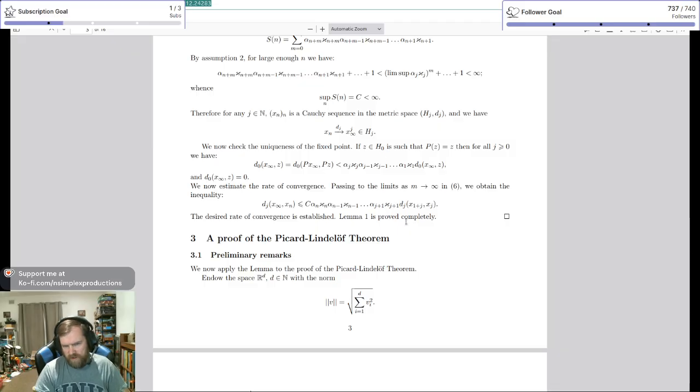D sub j of x sub infinity, x sub infinity is less than or equal to c times all of your alphas and kappas from n down to j plus 1, and d sub j of x sub 1 plus j, x sub j. The desired rate of convergence is established. Lemma 1 proven completely.